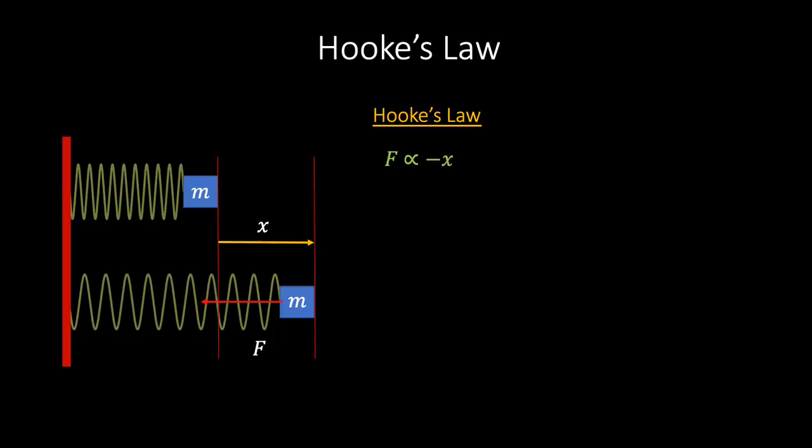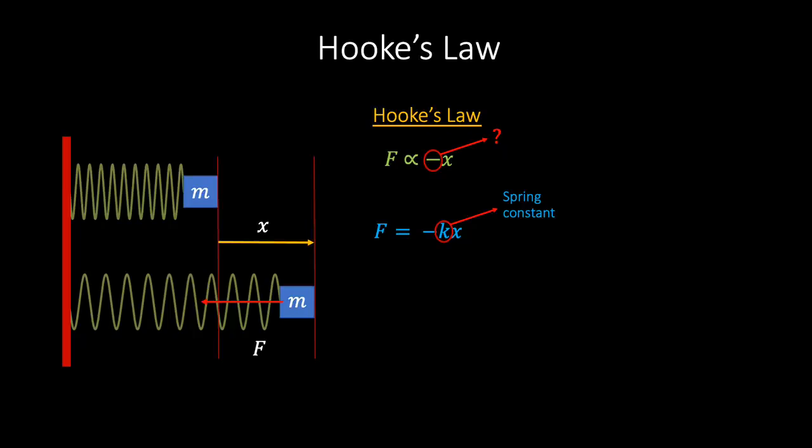We can write this as F is proportional to minus x. The minus sign simply tells us that the extension is in the opposite direction to the restoring force. We can then turn this proportionality relationship into an equality by introducing a constant of proportionality k. This constant is known as the spring constant and is a measure of how stiff the spring is.